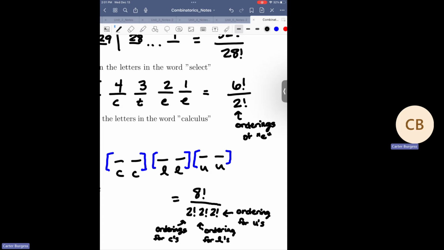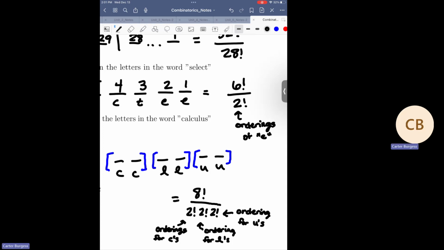So it's really, really important that we don't think of this as like one lump sum. Like I don't want to divide out by 6 factorial. That dividing out by 6 factorial implies that I could swap the C and the L and that would give me the same output. But I can't.